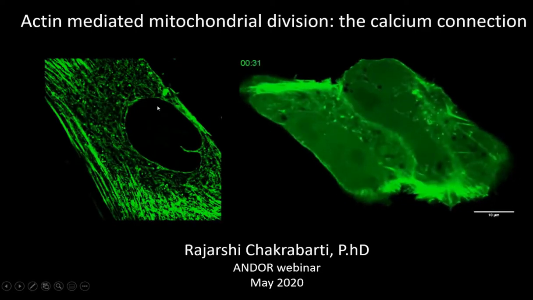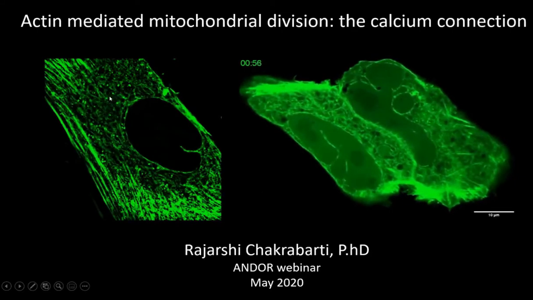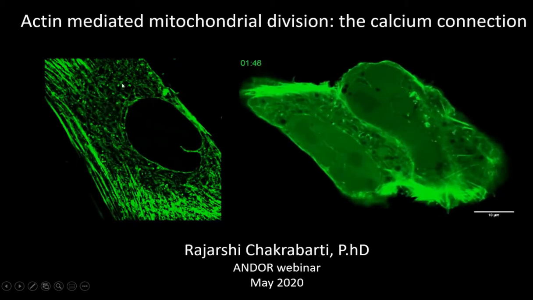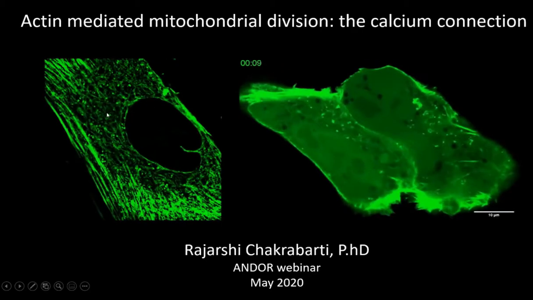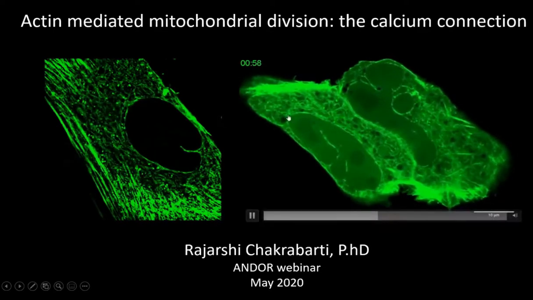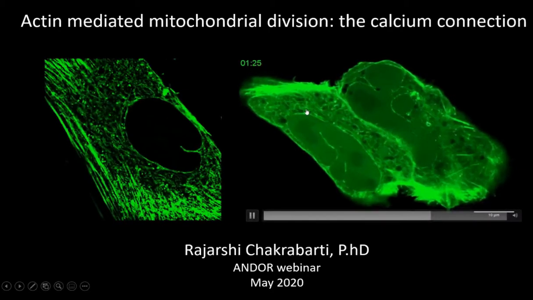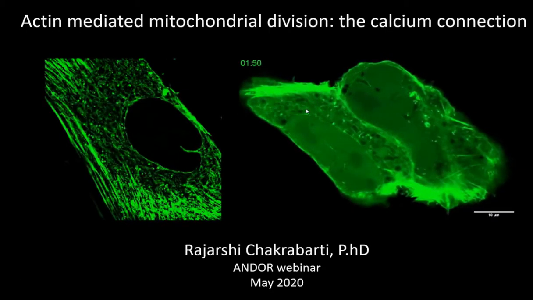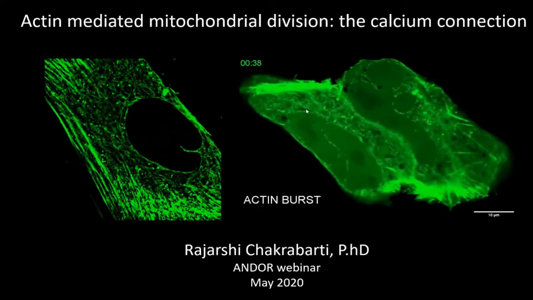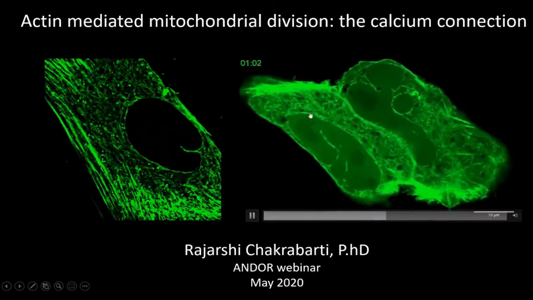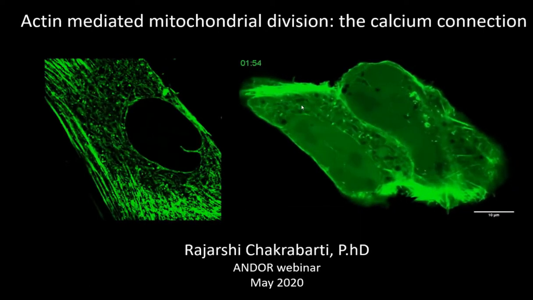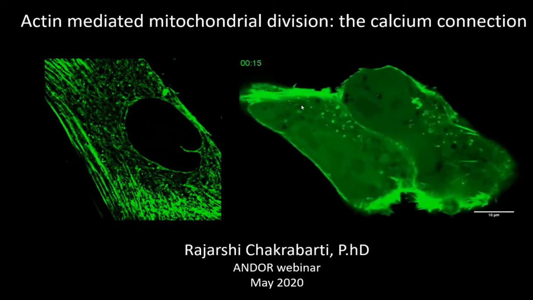Now, from the image that you can see over here, actin filaments are everywhere. So whatever you see in green are actin filaments. But specifically, I'm going to talk about the actin filaments that I'm labeling over here, which is in the perinuclear region, and that dynamically comes up and then goes down again. So dynamically, actin filaments assemble and they depolymerize, and this polymerization and depolymerization of the actin filaments in this perinuclear region, what you can see here, affects mitochondrial dynamics and mitochondrial division in a unique way.